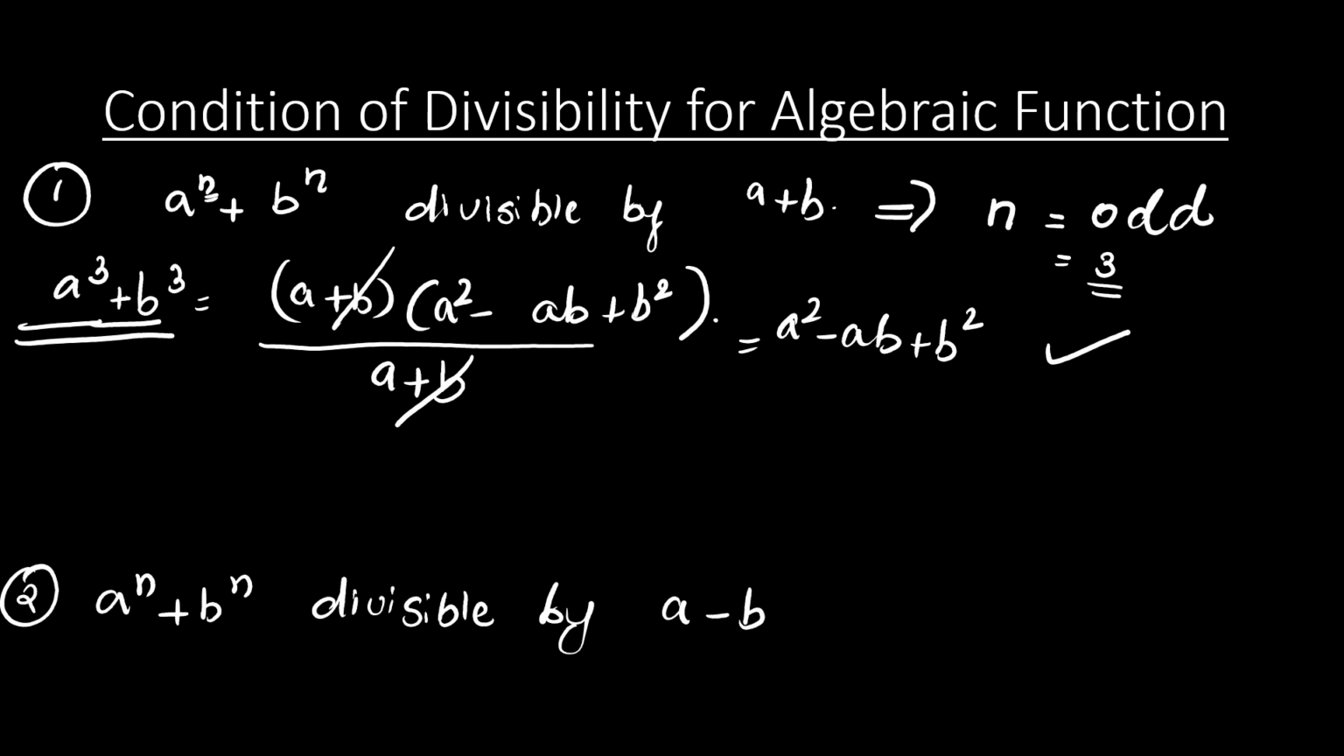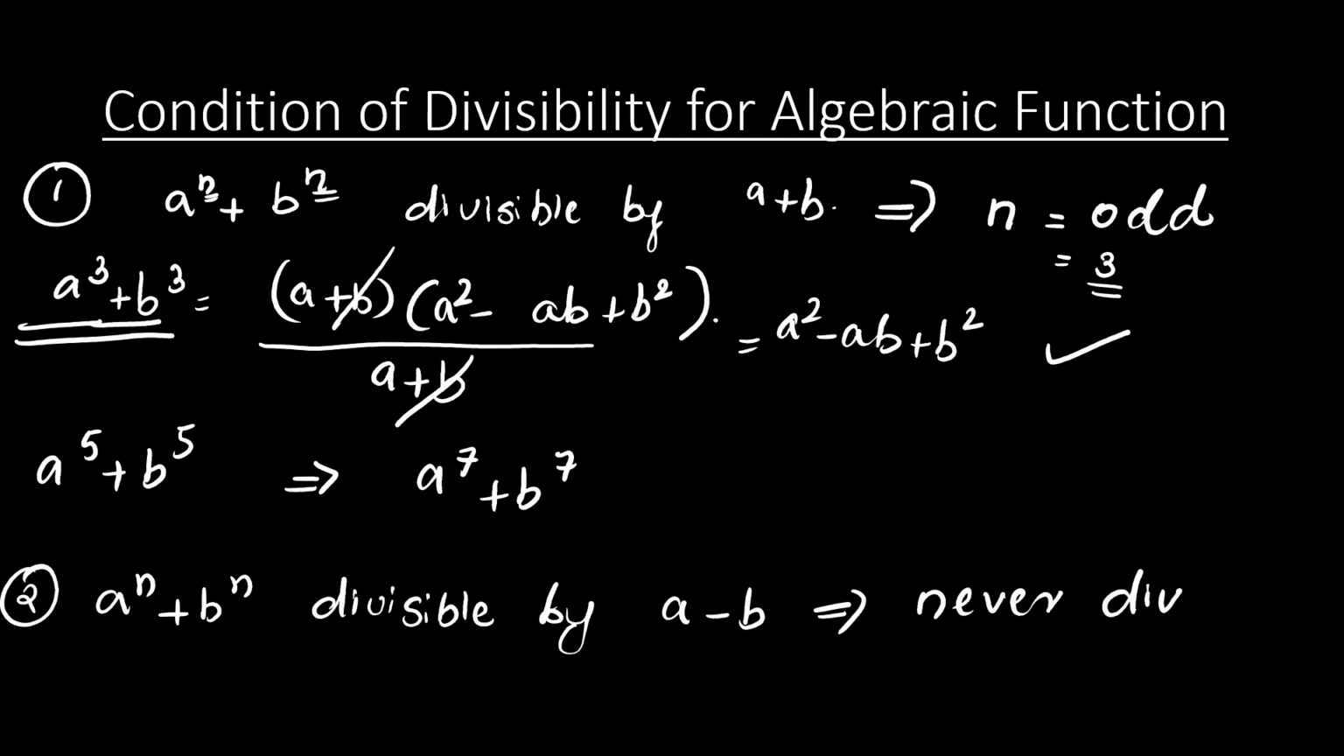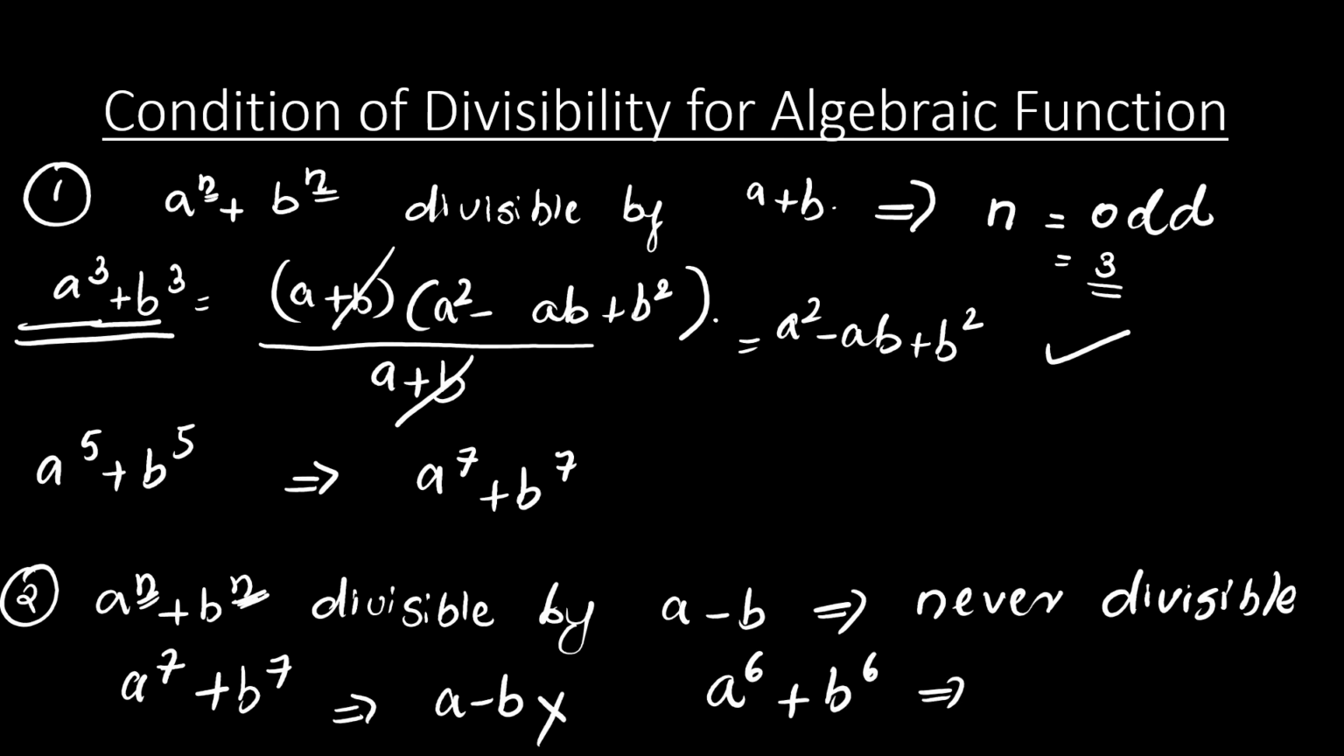So the condition is n should be odd number. Again, a raised to 5 plus b raised to 5 is also divisible by a plus b, or a raised to 7 plus b raised to 7 is divisible by a plus b. The only condition is n should be odd. Next is a raised to n plus b raised to n divisible by a minus b. So here a raised to n plus b raised to n is never divisible by a minus b, whether n is odd or even. That is, a raised to 7 plus b raised to 7 is never divisible by a minus b. A raised to 6 plus b raised to 6 is also not divisible by a minus b. So a raised to n plus b raised to n is never divisible by a minus b.